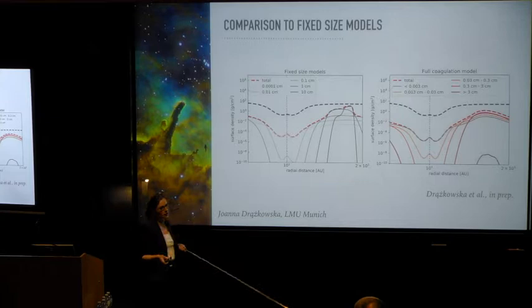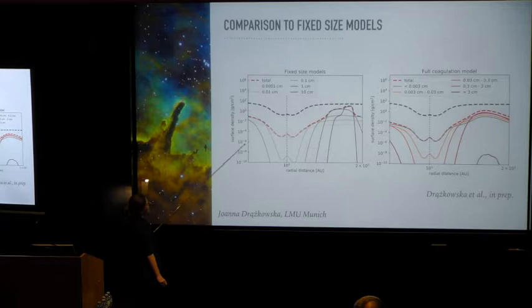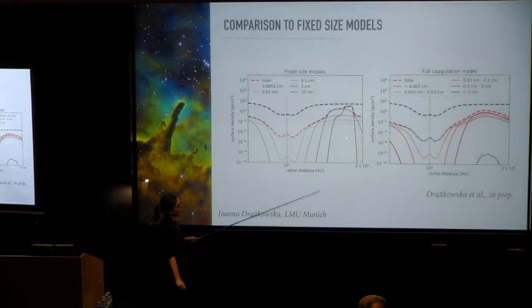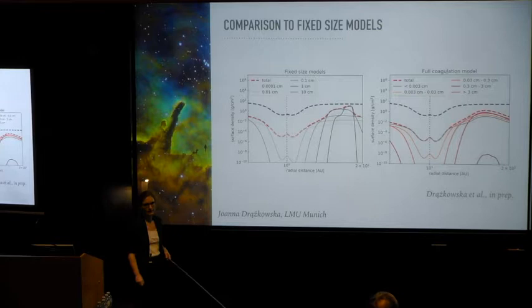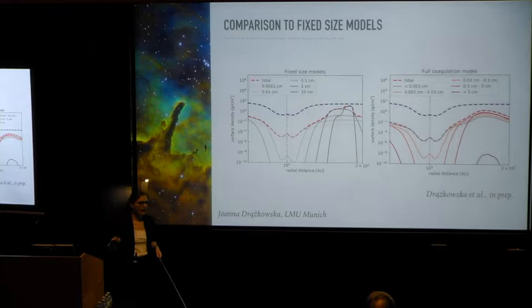Another difference is that in the fixed size approach, we would only expect that grains smaller than 1 millimeter could pass through the gap. And in the full coagulation model, we also find centimeter-sized and larger grains interior to the planet. And this is because the small dust that is able to pass through the gap will also regrow and again produce these large grains.